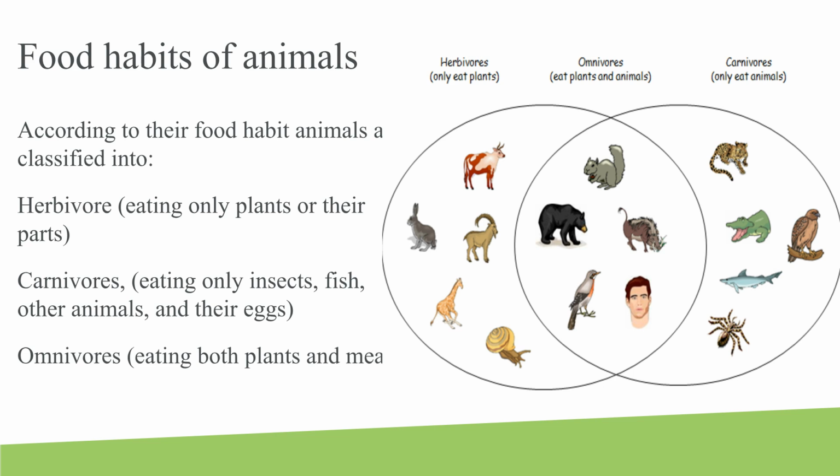Animals are classified into herbivores, carnivores, and omnivores based on their food habits. Herbivores eat only plants, carnivores eat only animals, and omnivores eat both plants and meat.